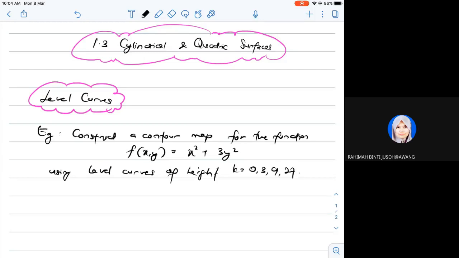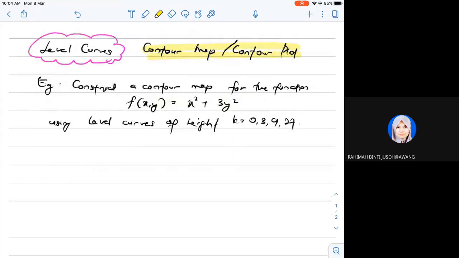So basically, as I mentioned earlier, level curves means we want to sketch the contour map or contour plot. So you have to be alert: when a question has the words contour map or contour plot, it means you need to sketch the level curves. Alright, so, solution.